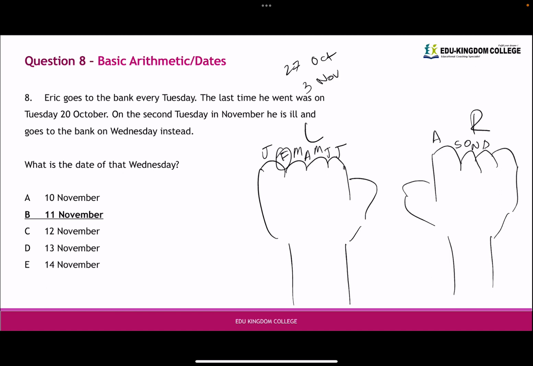And the next time he should have gone should have been the 10th of November. So that would be the second Tuesday. So the second Tuesday in November is the 10th, but instead he goes on the Wednesday, so the day after, which will be the 11th.